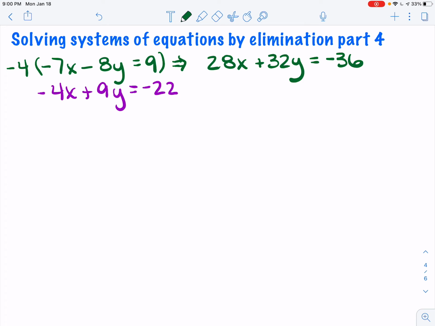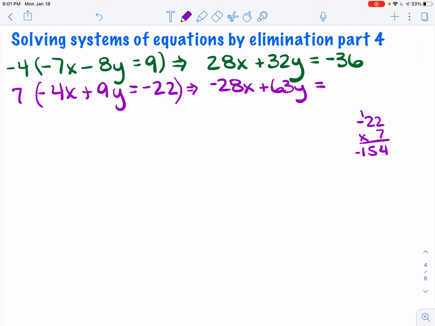And then negative 4 times positive 9 is going to give me a negative 36. All right, so let's go to the second equation here. I'm going to change colors. So I want this one to end up with a negative 28, so I'm going to multiply everything by a positive 7. So when I do that, I end up with negative 28x. 7 times 9 is going to give me a 63y. And then negative 22 times 7, well, I don't know that one off the top of my head, so let's multiply that. That's 14, 15, so it's negative 154.